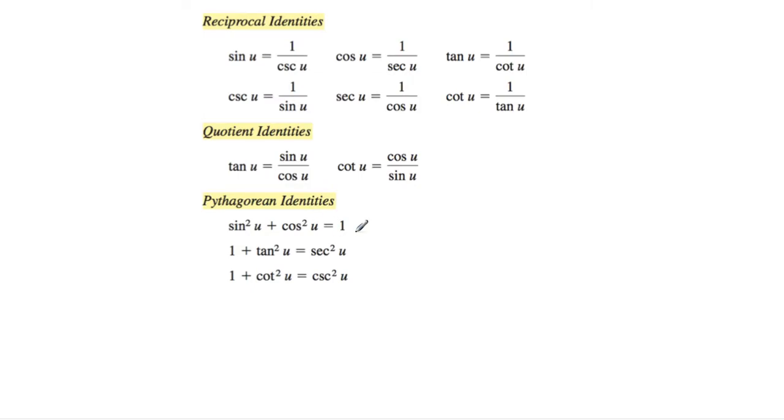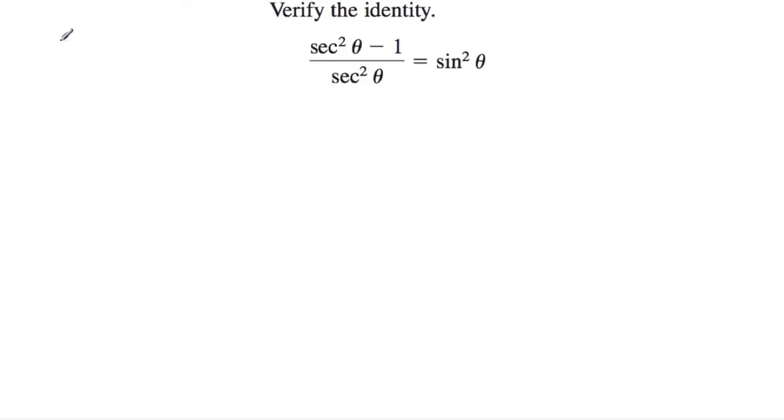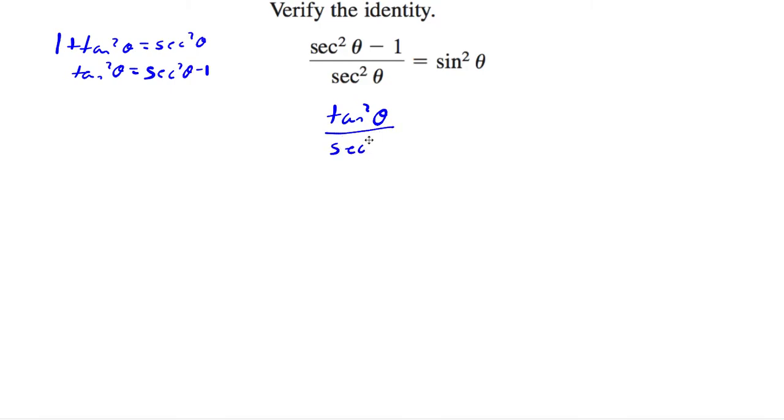So what we do is we refer back to our identities, and here we see secant squared of theta minus 1. Well, that's probably one of the Pythagorean identities, and it is. So we know that 1 plus tangent squared of theta is equal to secant squared of theta. But I have secant squared of theta minus 1. So what I do is I subtract 1 on both sides, and I get secant squared of theta minus 1 is equal to tangent squared of theta. And so now I can substitute in the numerator and say, all right, tangent squared of theta over secant squared of theta.